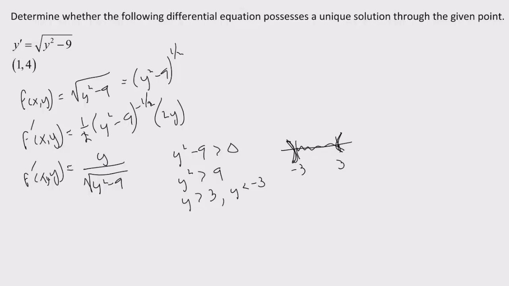So as long as I've got something smaller than negative 3 or something bigger than positive 3, then I would have some form of a unique solution that does exist in that interval. So in the interval 1 to 4, there is a piece of that, specifically from 3 to 4, that would guarantee unique solutions. So yeah, there does exist a unique solution within that interval. So there you go.